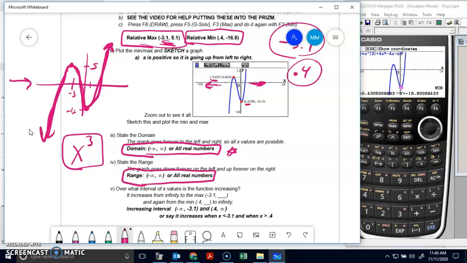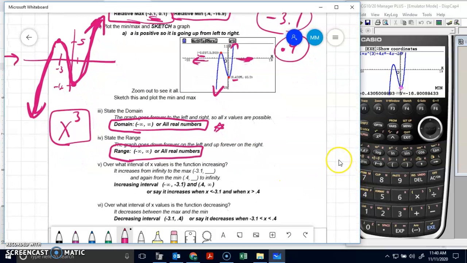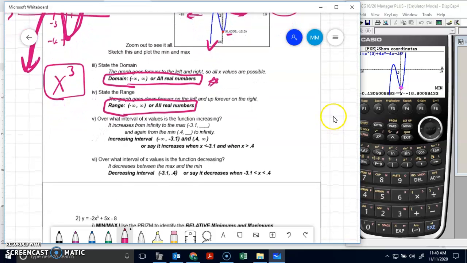You can see it's going down forever, going up forever. So it's going to go from negative infinity to positive infinity as well. So those should be easy. But then what about the increasing, decreasing?